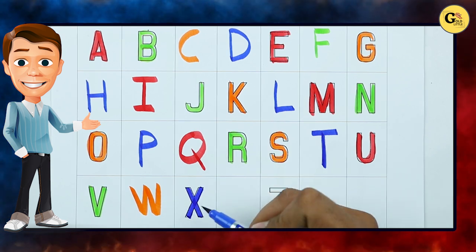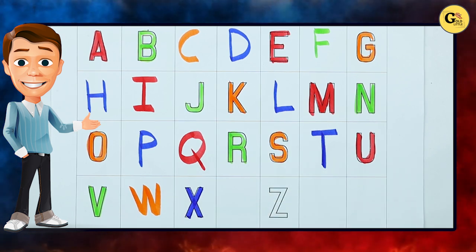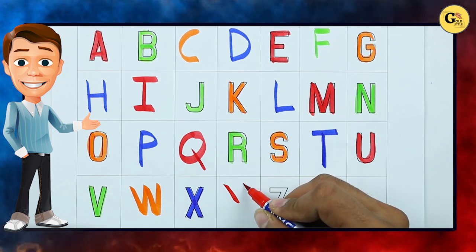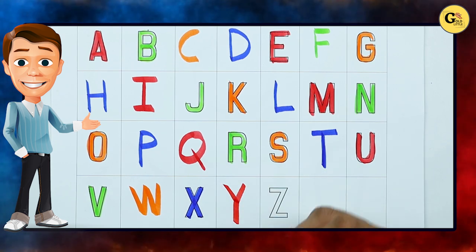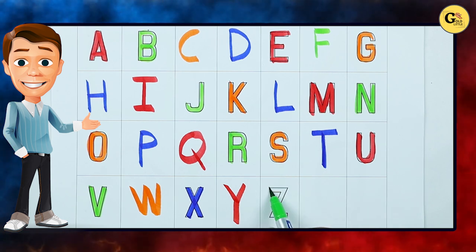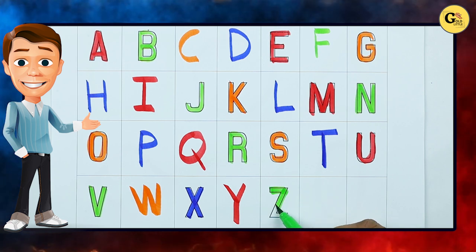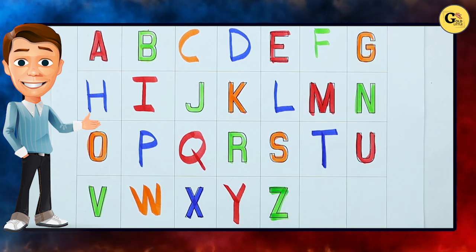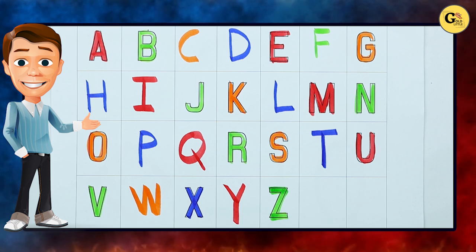X for xylophone. What next? Y. Y for yak. Next is Z. Z for zebra.